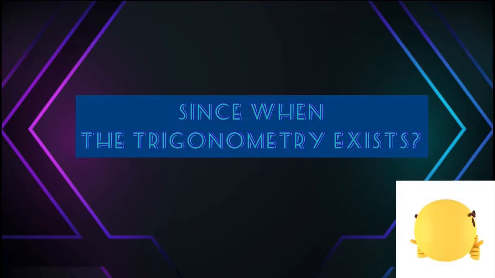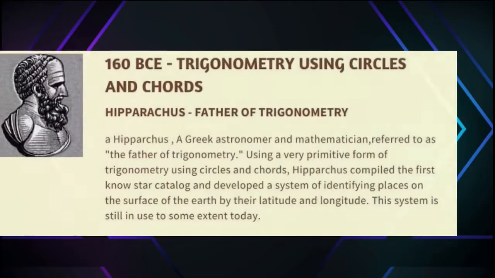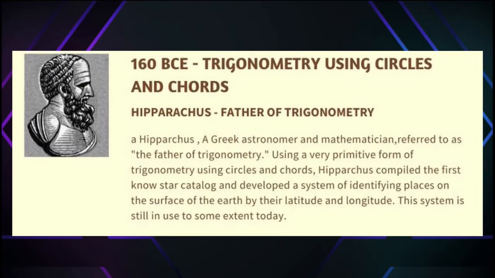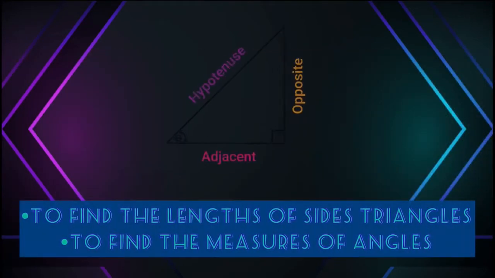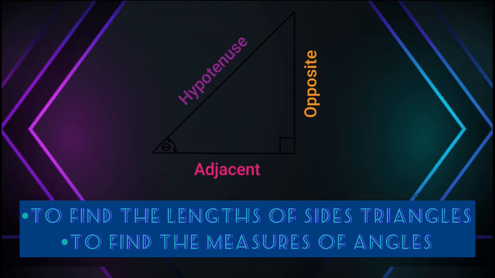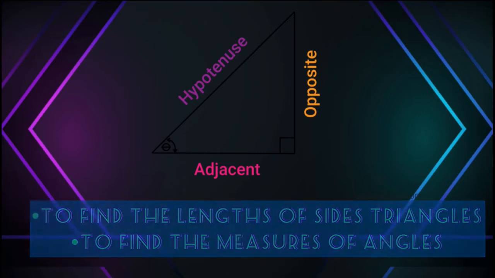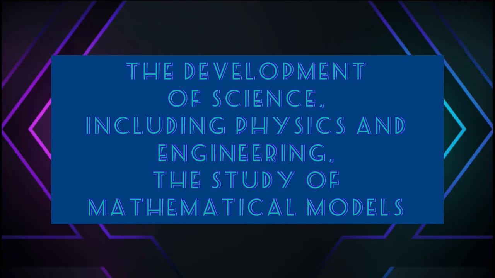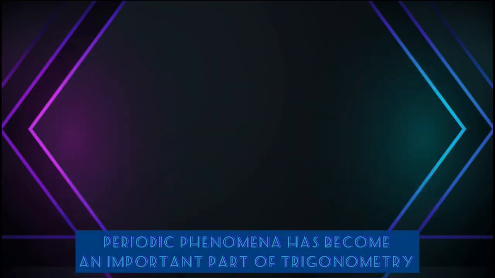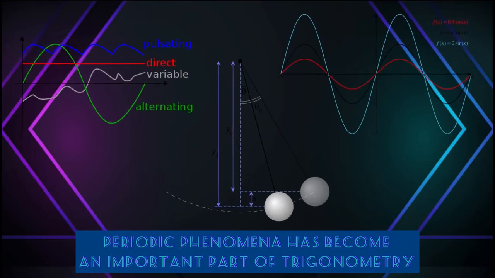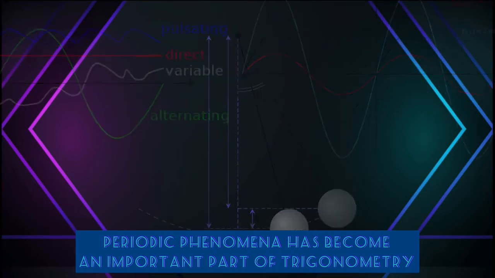Before we start to talk about trigonometry in video games, I would like to share about what trigonometry is. Trigonometry was used as early as the 2nd century before Common Era to find the length of a side of a triangle and the measure of an angle. With the development of science, including physics and engineering, the study of mathematical models which can be used to describe periodic phenomena such as alternating current, pendulum oscillation, and wave motion has become an important part of trigonometry.